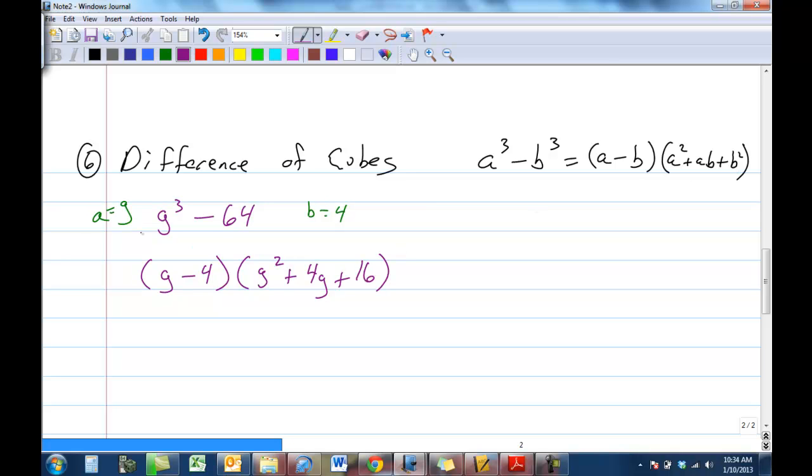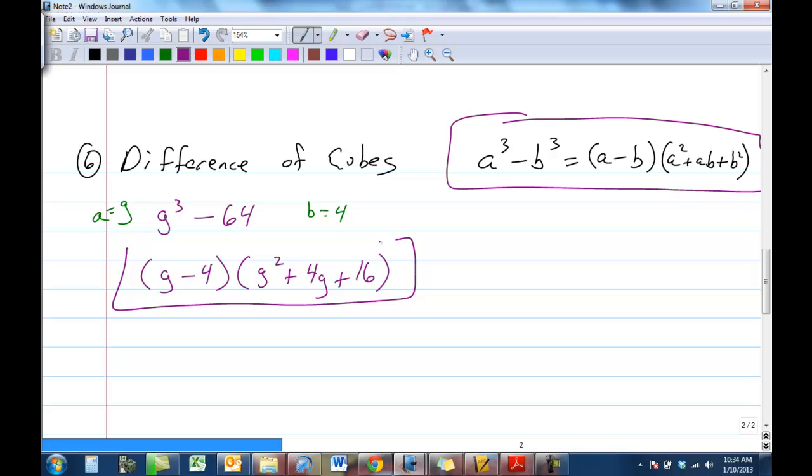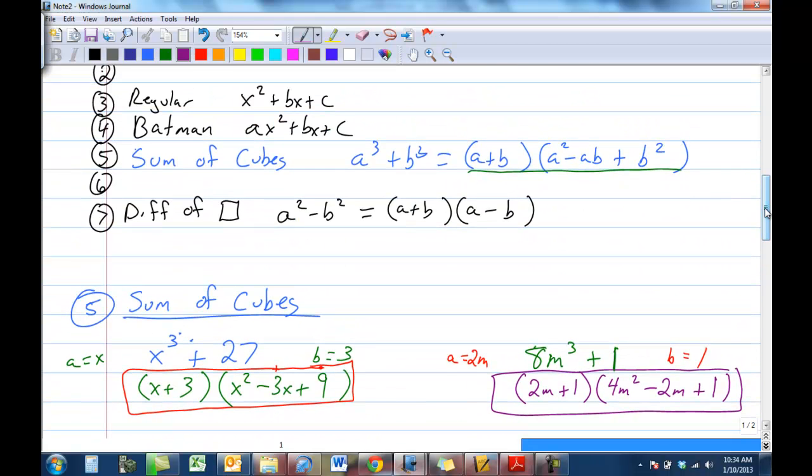Once you figure out what a and b are, you just plug it into the formula. And that's our final answer here. All right, so let's add that to our list. Number 6 is difference of cubes. That is a cubed minus b cubed equals a minus b, times a squared plus ab plus b squared.